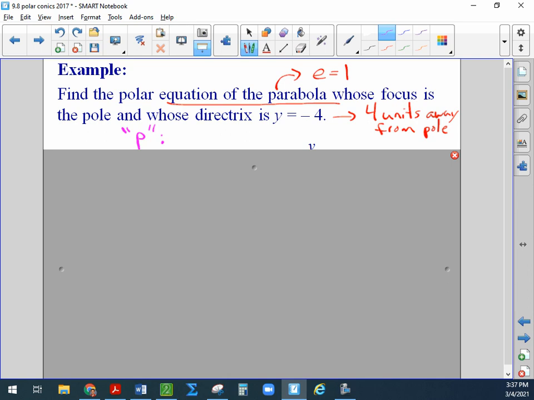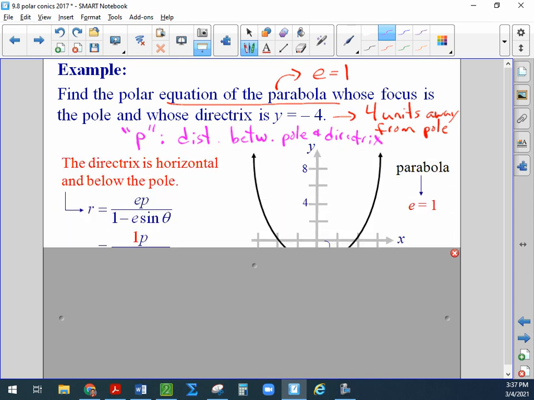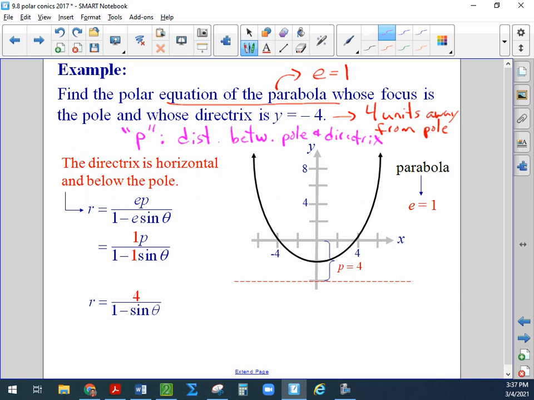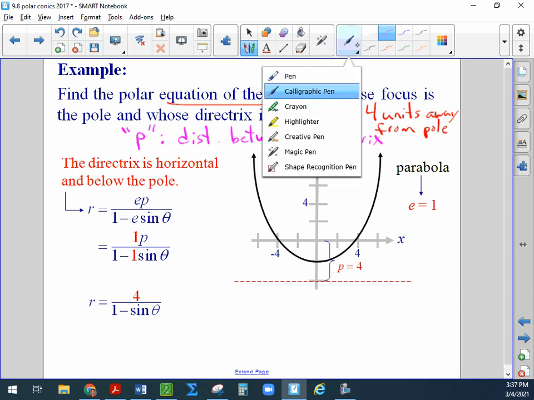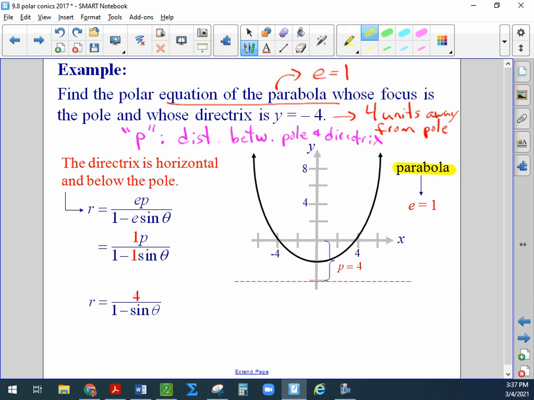So P is the distance between the pole and the directrix. So P equals 4. So here's a bunch of stuff that I know. I've already talked about this one, parabola, because E equals 1.